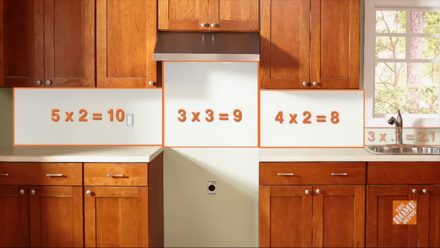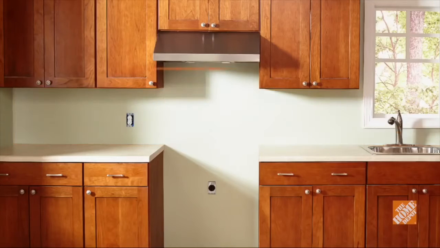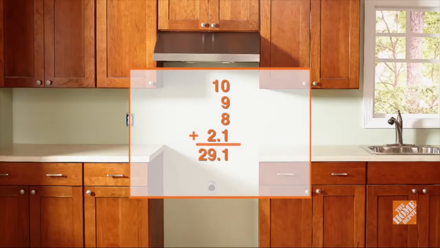Multiply the width and height of each section. Then add the sums of each section to get the total square footage of tile needed to complete the project. Remember to include 10% of the sum for spare tile pieces.